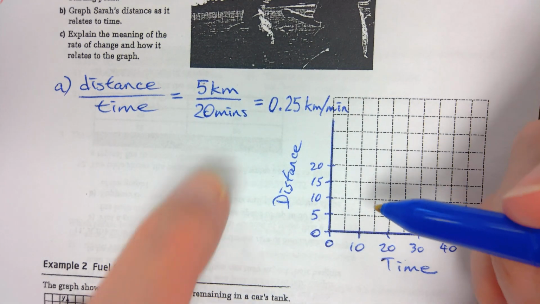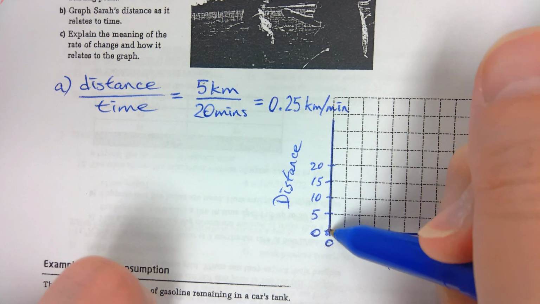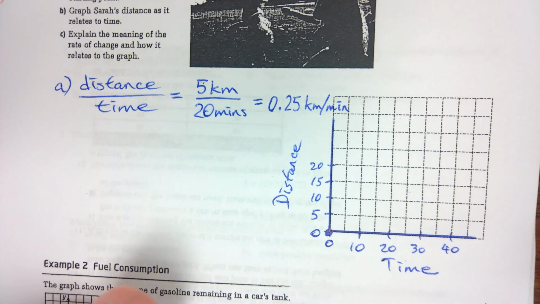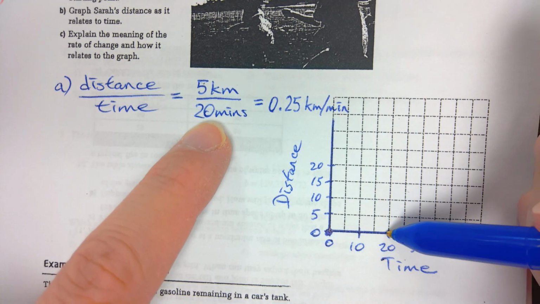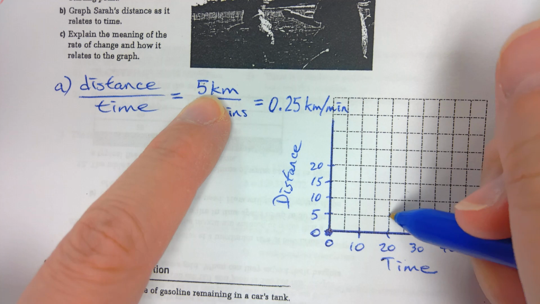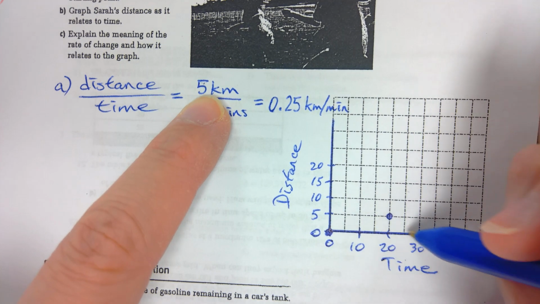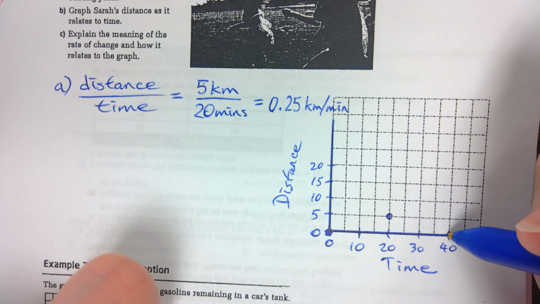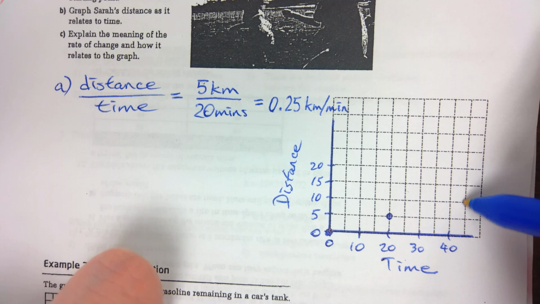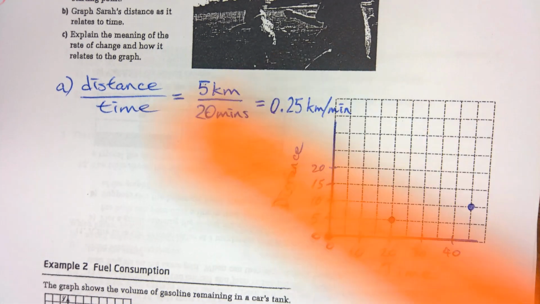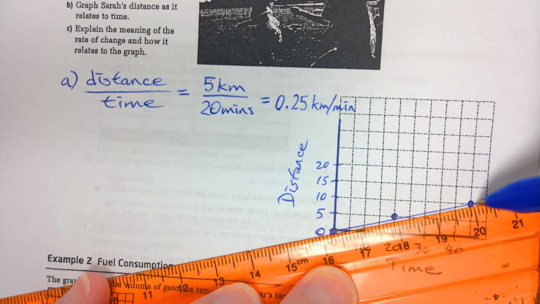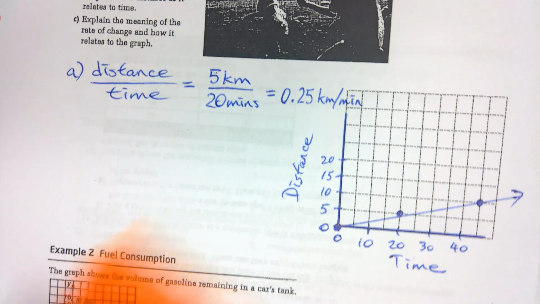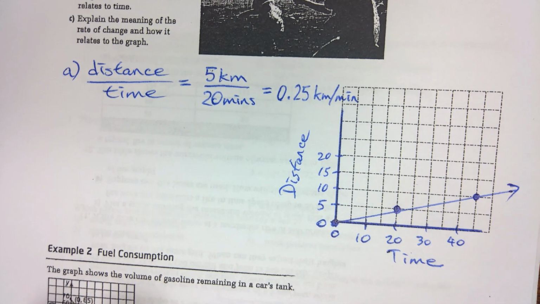At the beginning, her time is just 0, 0 because she didn't start running. After 20 minutes, she did 5 kilometers. And so after 40 minutes, how far has she run? 10. Yeah. And there you go. And there's my line. Oops, sorry, I kind of missed that point.